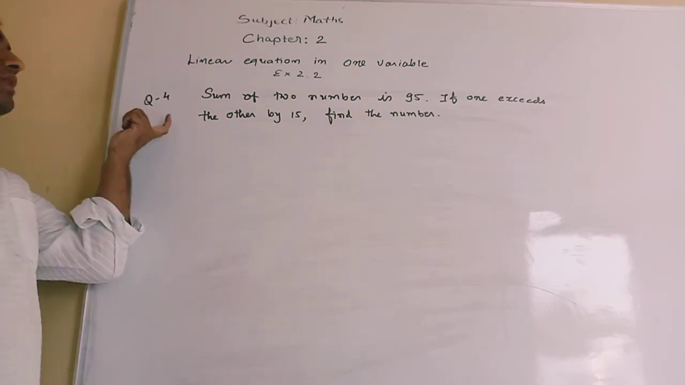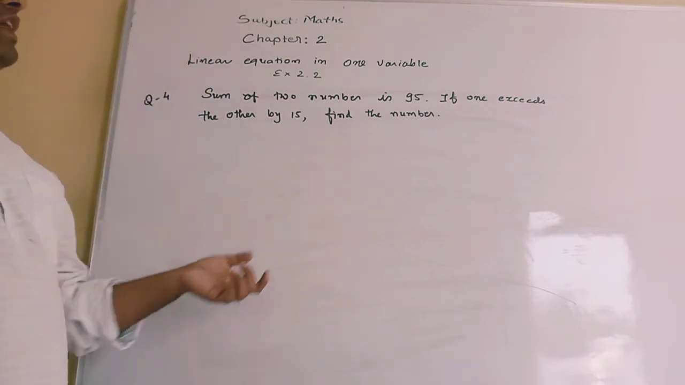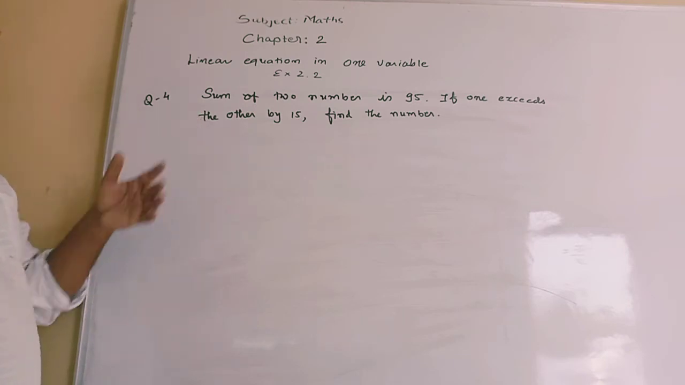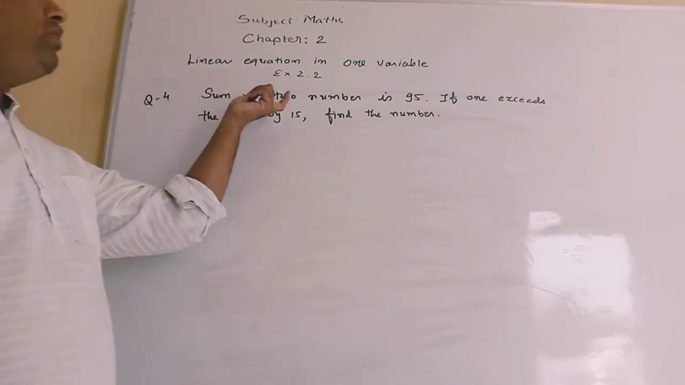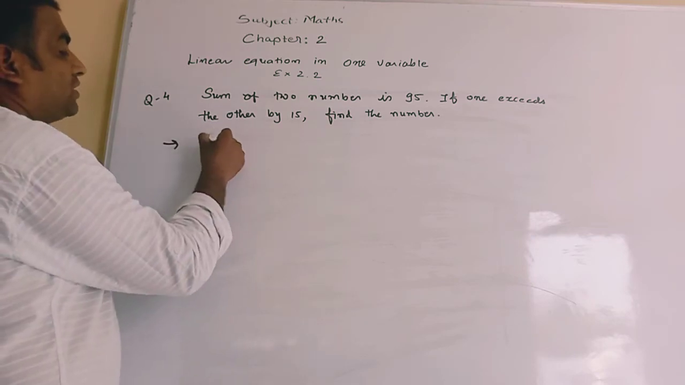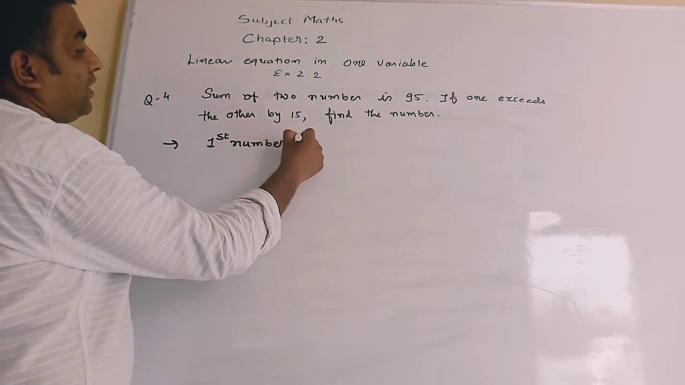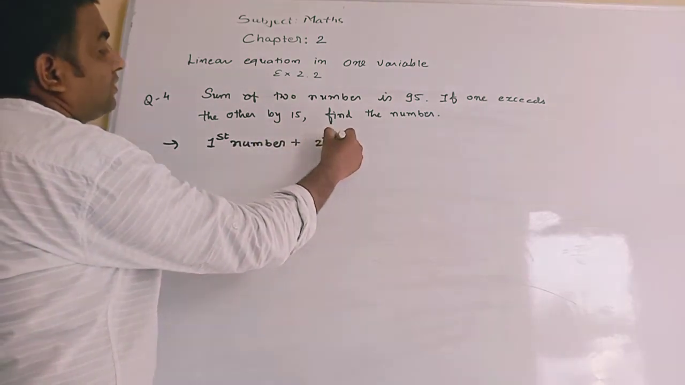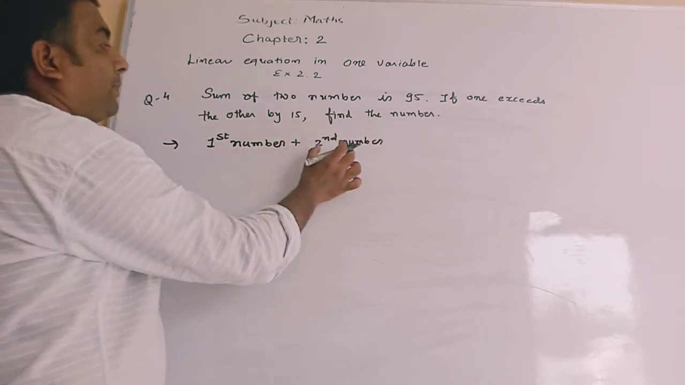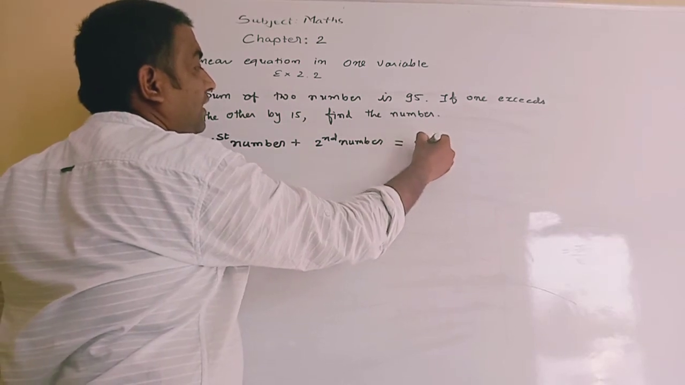We have the question: the sum of two numbers is 95. If one exceeds the other by 15, find the numbers. So here two numbers are talked about, so we don't know which are the two numbers. So here we take first number plus second number. Two unknown numbers are there. So first number plus second number equals 95.